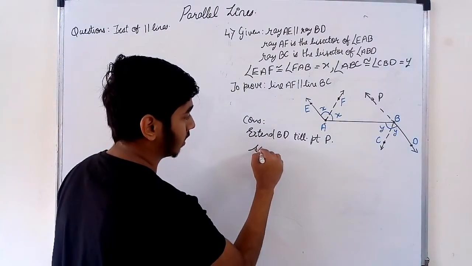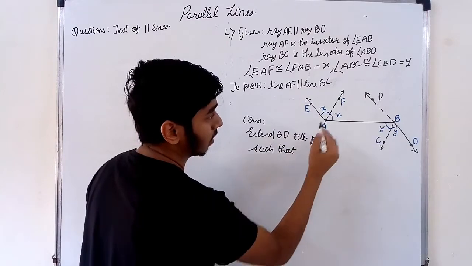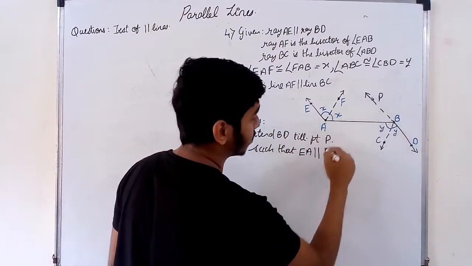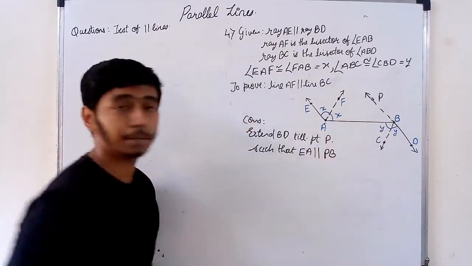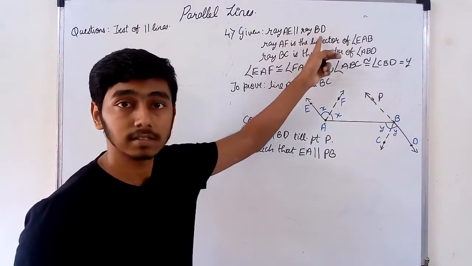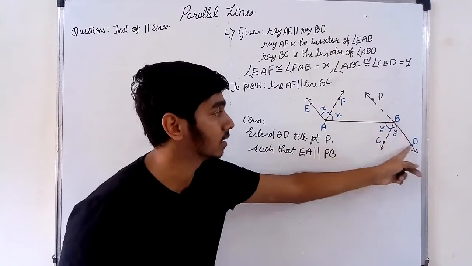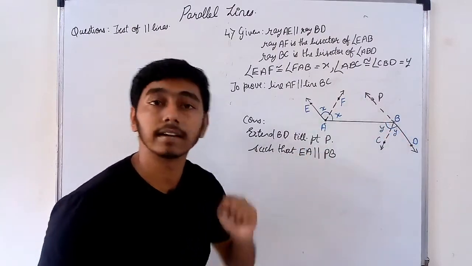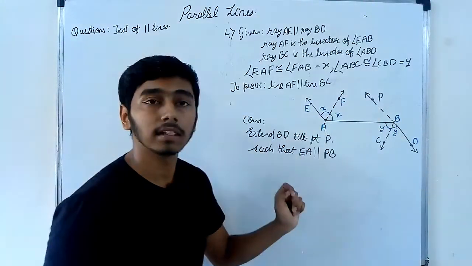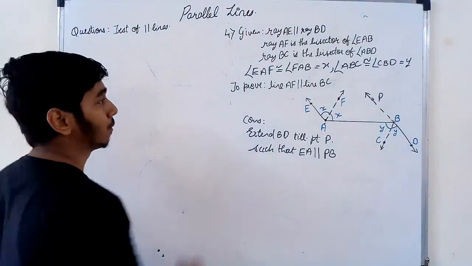Such that EA is parallel to PB, correct? So EA is parallel to BD, that is already given to us, and we are simply extending BD. This ray BD is simply extended. Therefore, PB is also parallel to EA. That is our construction. So let's start with the proof now.